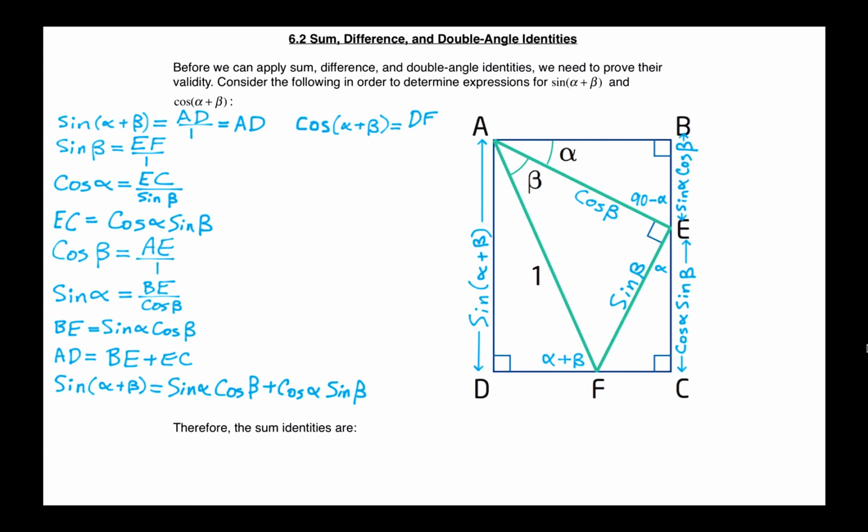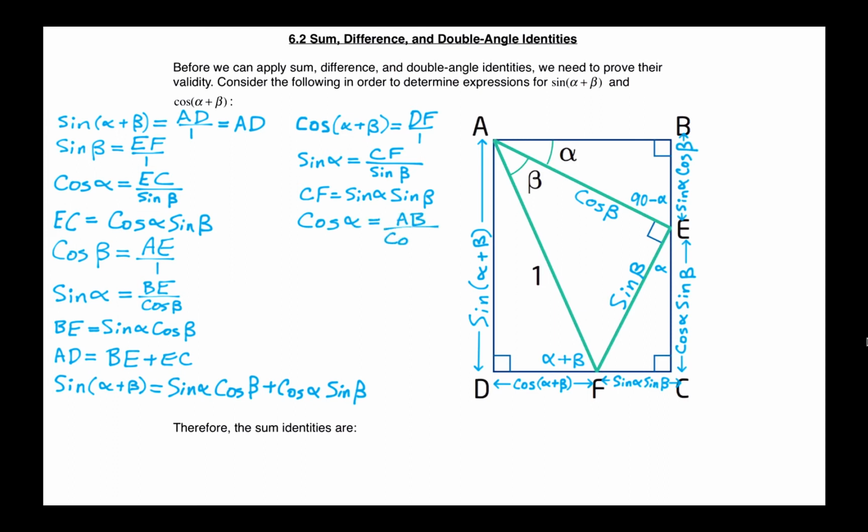Next, if you look at the cosine of alpha plus beta, here's the angle alpha plus beta. This is the adjacent side over the hypotenuse, which makes DF equal to cosine of alpha plus beta. And if we look at the sine of alpha, it is the opposite side over hypotenuse, so CF over sine beta. And if you cross multiply, you get that CF is sine alpha sine beta. So we can label that length here.